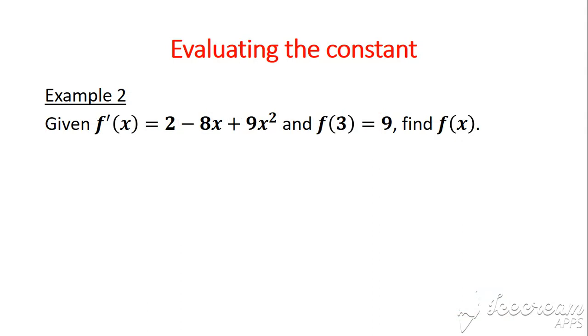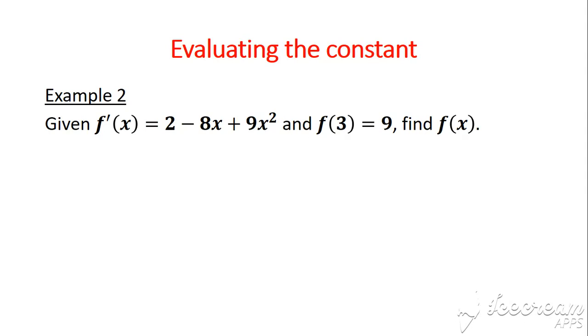All right, here's example 2, and it's using this f x and f dash x notation. So given f dash x, which means it's a gradient rule, is equal to 2 minus 8x plus 9x squared, and we're given f(3) is equal to 9, find f x. Now f x is just a fancy way, or a different way, of writing y.